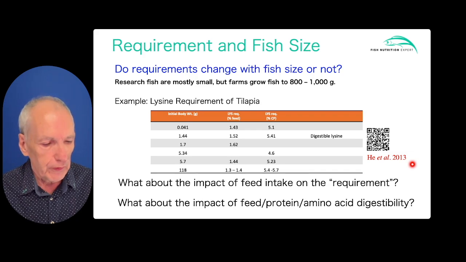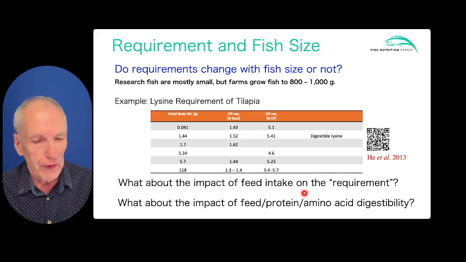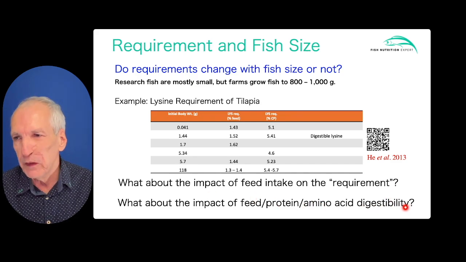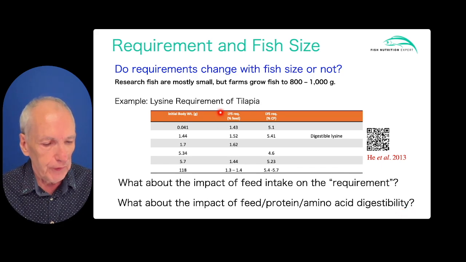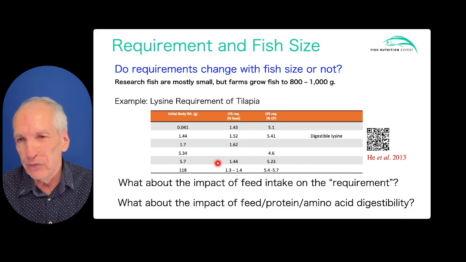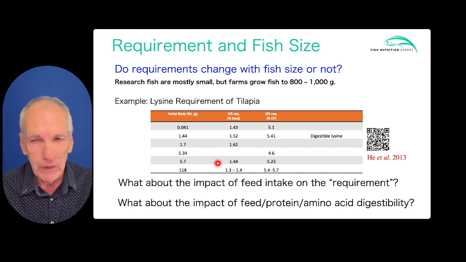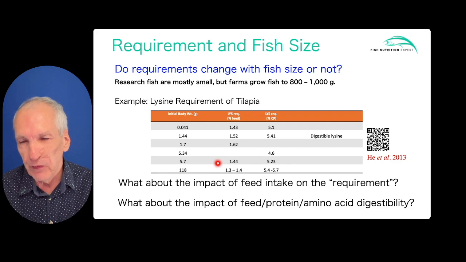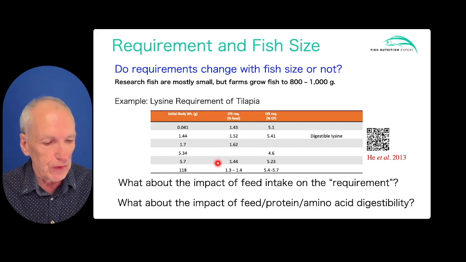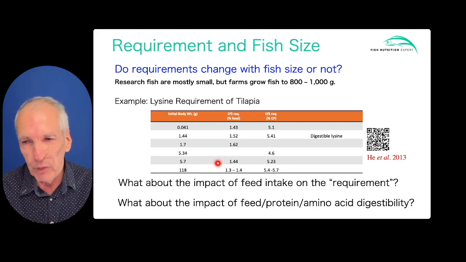Now, the questions when we look at this table, what about the impact of feed intake on the requirement? And what about the impact of feed protein amino acid digestibility on the requirement? Well, when we're talking about as a percent of feed, we're not really able to know what else is in the feed that may or may not impede lysine absorption. And we also don't really know whether those ingredients might have had some of their lysine damaged through improper processing, maybe excess heating and so on.